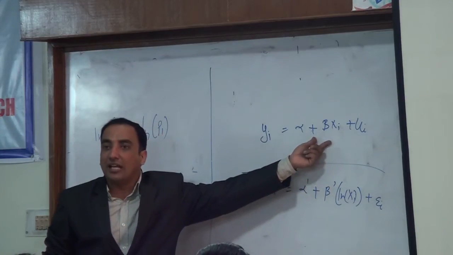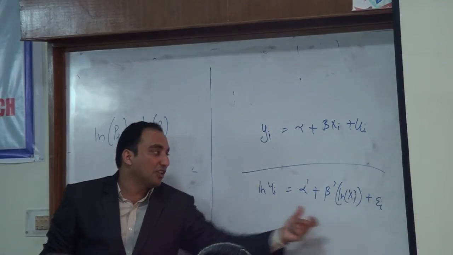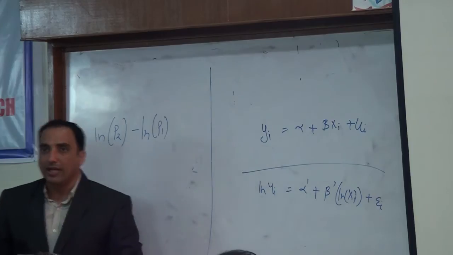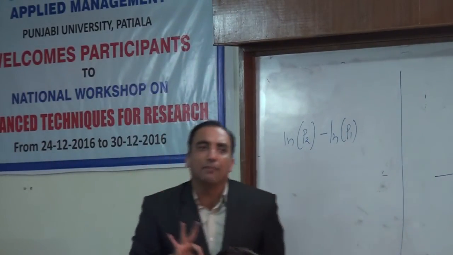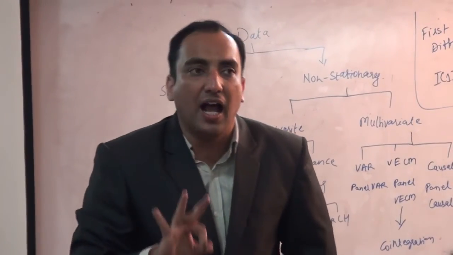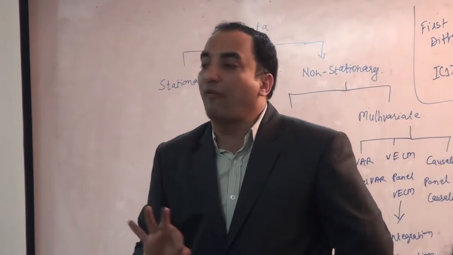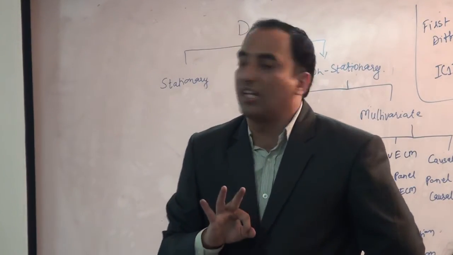Here beta is telling the difference in y due to change in x. Here beta is telling elasticity of y with reference to x. Right? Is this clear? So these are the three main reasons why we take log. First is to take continuous compounded rate of return. Second is to avoid heterogeneity in data. Third is to take the elasticity or to find out the percentage change in y due to a 1% change in x.